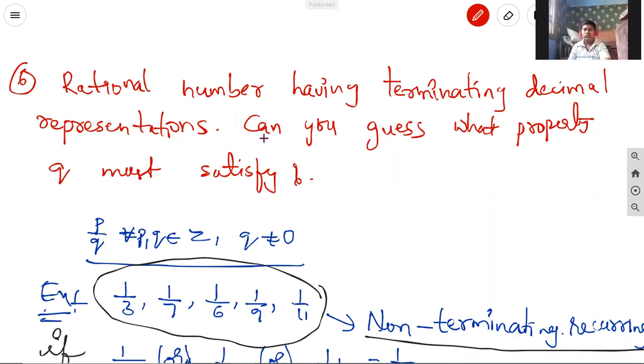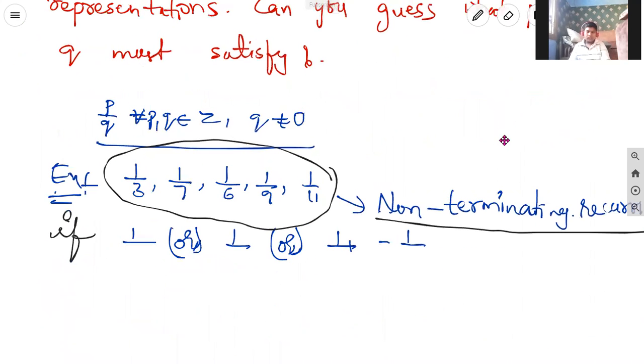Okay, the total question is, look at several examples of rational numbers in the form p by q, q is not equal to 0, where p and q are integers with no common factors other than 1 and having terminating decimal representations, that is expansions. Can you guess what property q must satisfy? Here we can take some examples.